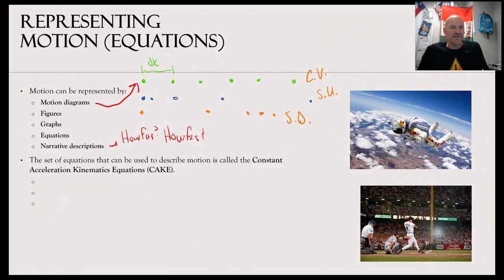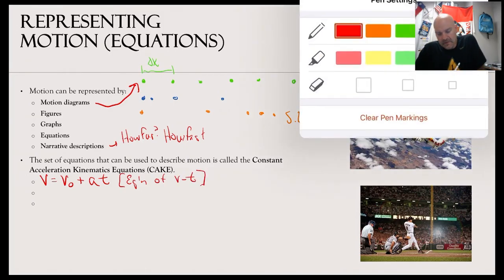So here are the constant acceleration kinematics equations. The first one is v equals v0 plus at. So final velocity equals initial velocity plus acceleration times time, okay? This is actually the equation of a velocity-time graph. And we'll get into the graphs in the next video.